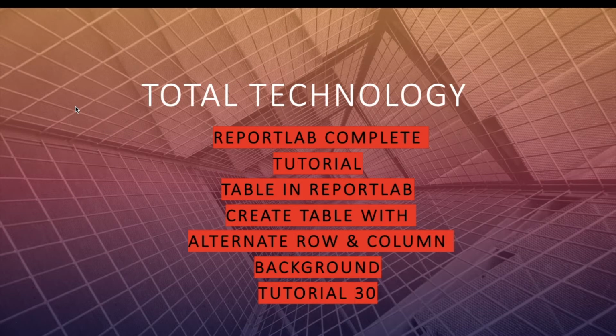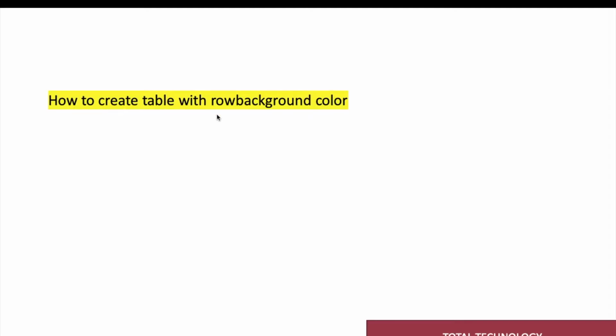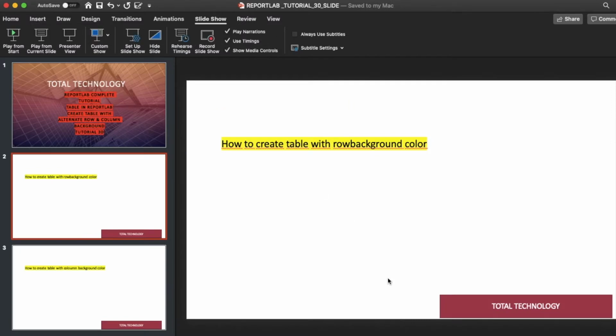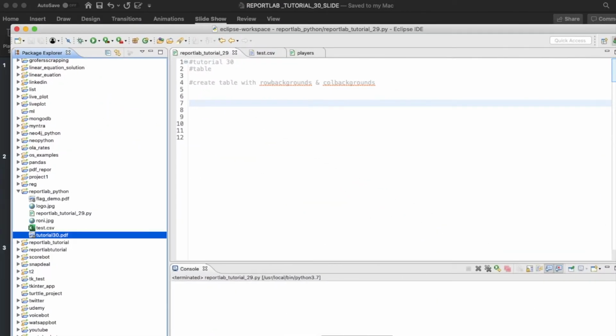UI friendly. Suppose you are going to generate or display some sort of report or PDF report inside your web UI, then definitely this sort of thing is going to be used for your case, and definitely it will help you produce more eye-catching, impressive, attractive dashboards. So how to create a table with row background color? Let me quickly go to the IDE.